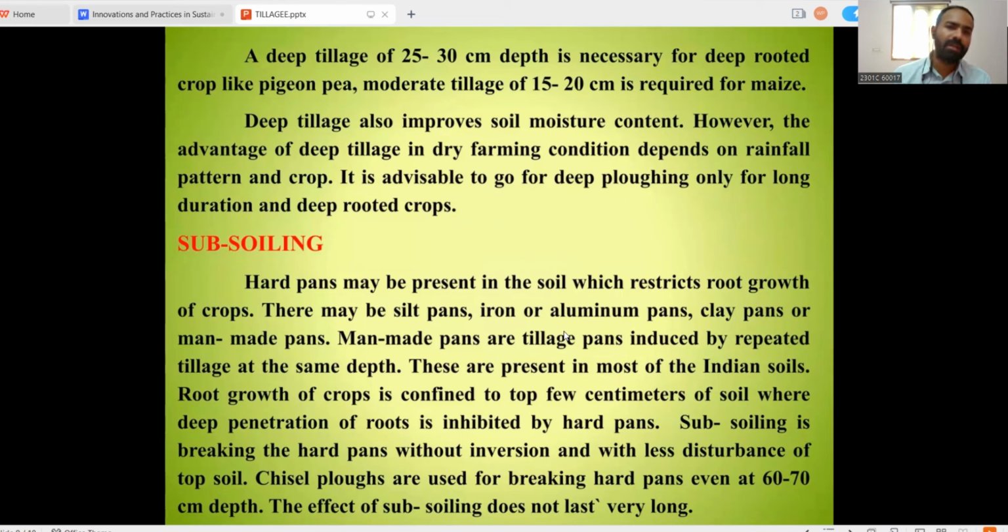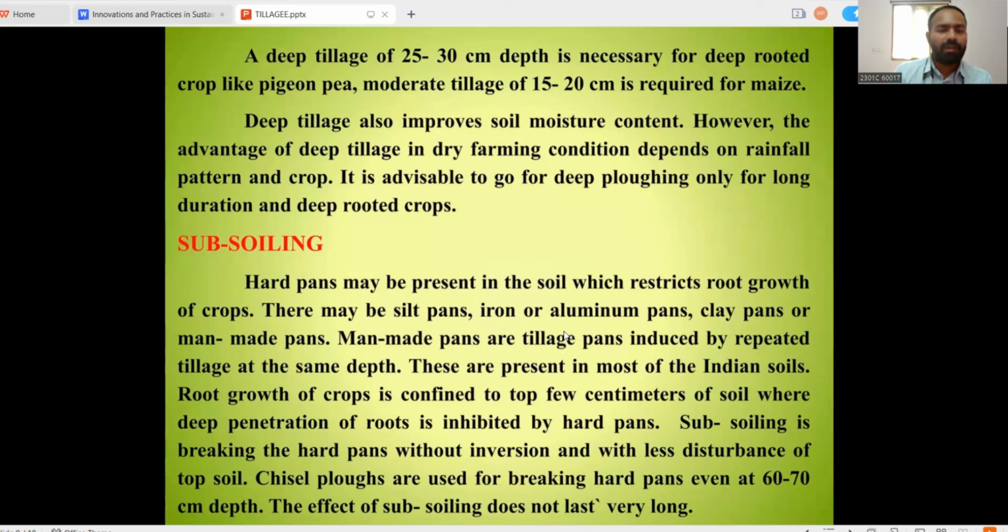What they have told you is that deep tillage also improves the soil's moisture content. How? If you are plowing deeply, it will help in soil aeration and moisture penetration, so it will indirectly help in holding your moisture. Then they have advised deep plowing only for long duration and deep rooted crops, like pigeon pea.